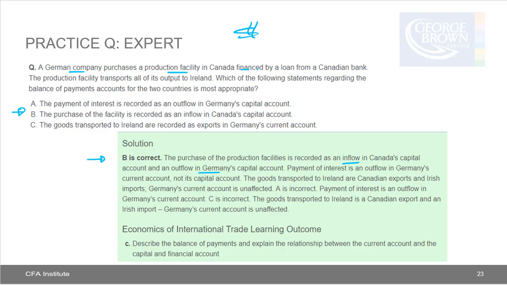So this is financed by a loan from a Canadian bank, that's what we call red herring information. It's put in there to kind of confuse you, but the big picture is it's a German company buying a production facility in Canada. So answer B is most correct.